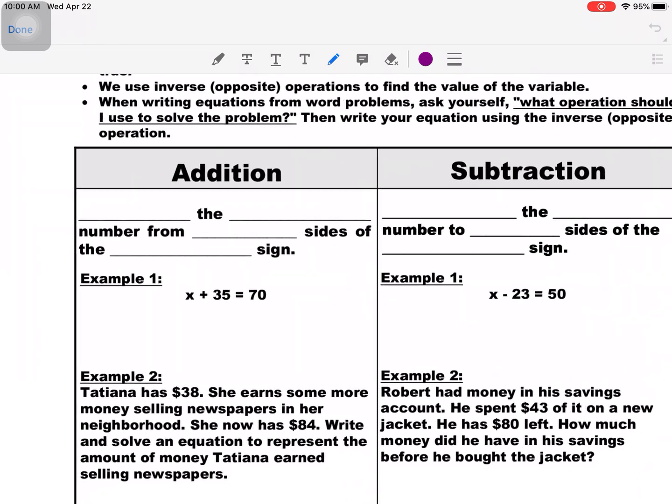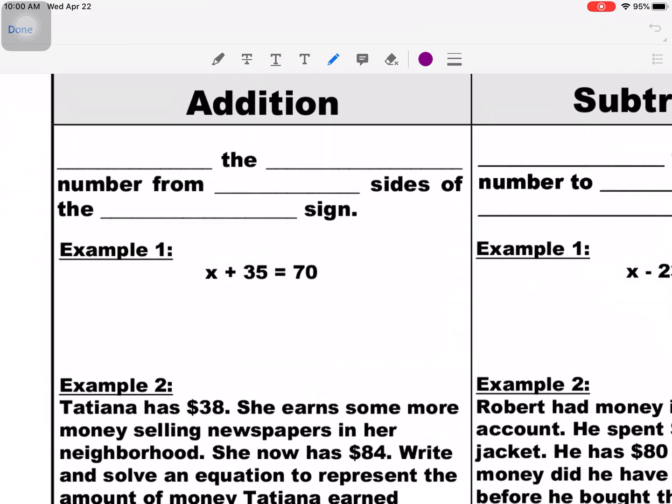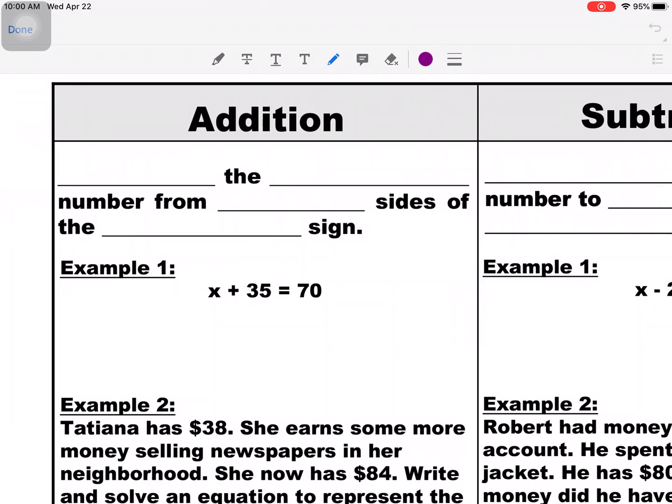So let's look at addition first. When we are solving an addition equation, we use the inverse operation, which is subtraction, in order to find our solution. So we subtract the same number from both sides of the equal sign.